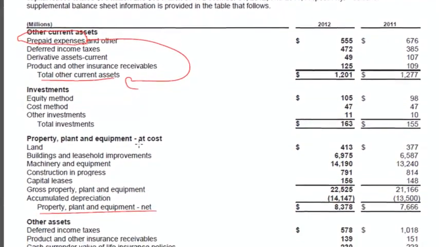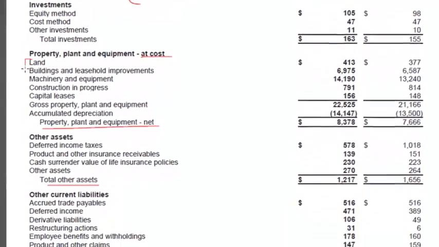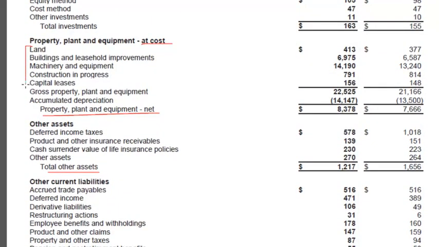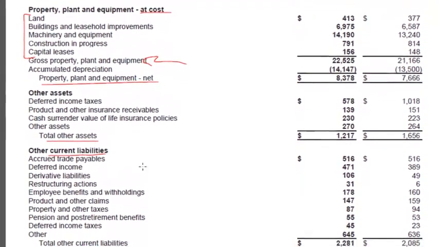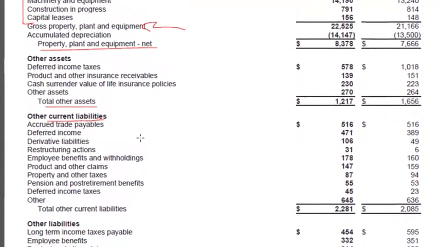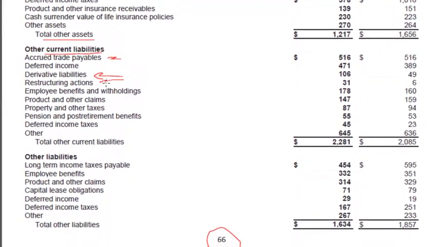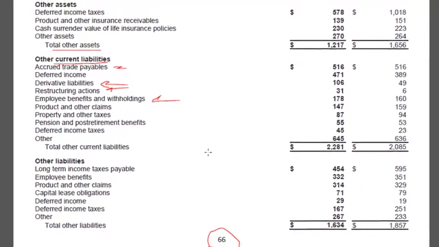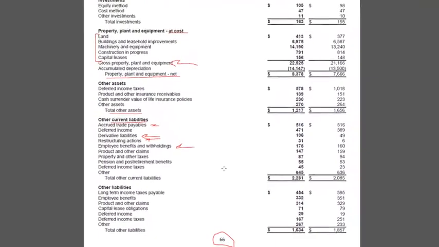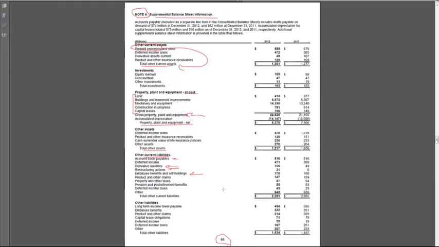Property, plant, and equipment at cost, so the original cost. Here, 3M provides us the breakdown of land, buildings, machinery, construction, leases to get the gross property, plant, equipment. That's PP&E at cost. Same thing with other current liabilities. We get a breakdown into other kinds of payables. So there's other kind of trade payables, derivative liabilities, restructuring, employee benefits, and so forth. So what 3M decided to do was, instead of making their balance sheet 2 or 3 pages, they put as few lines as they could get away with on their balance sheet and then provided a footnote which gave us a breakdown of some of the other line items.